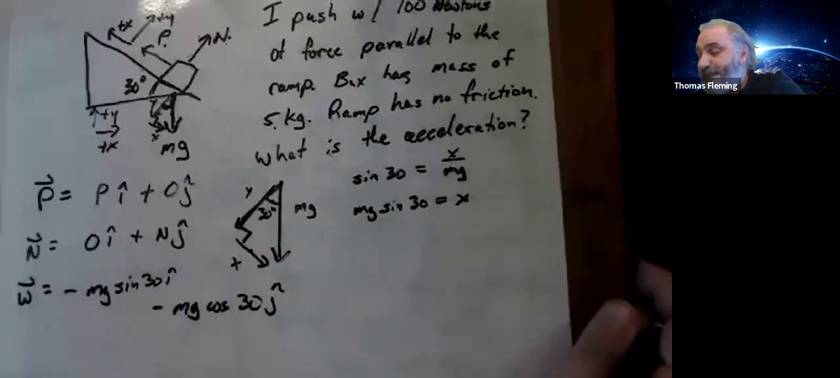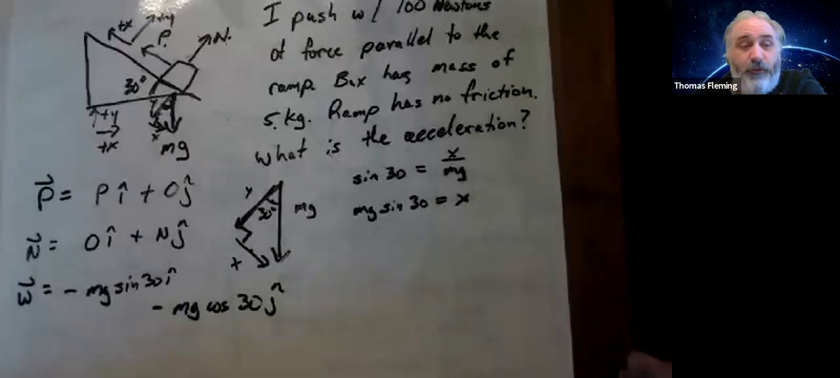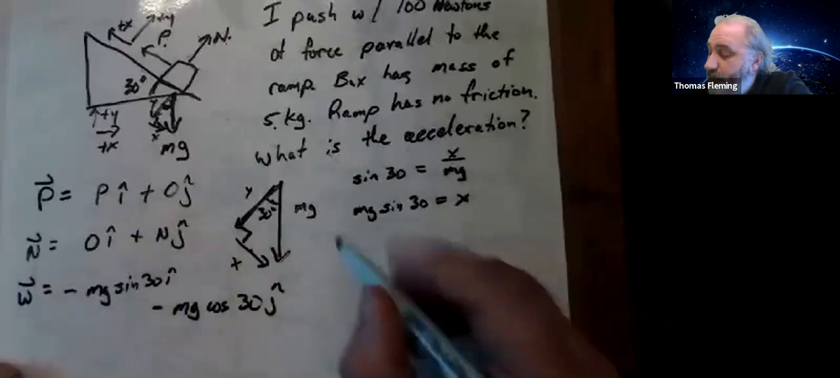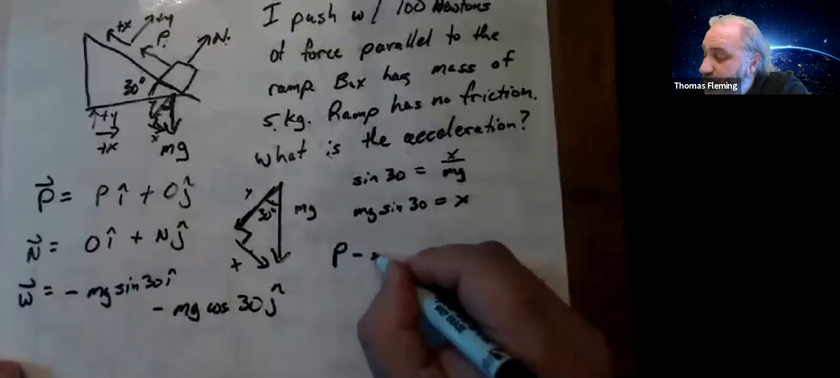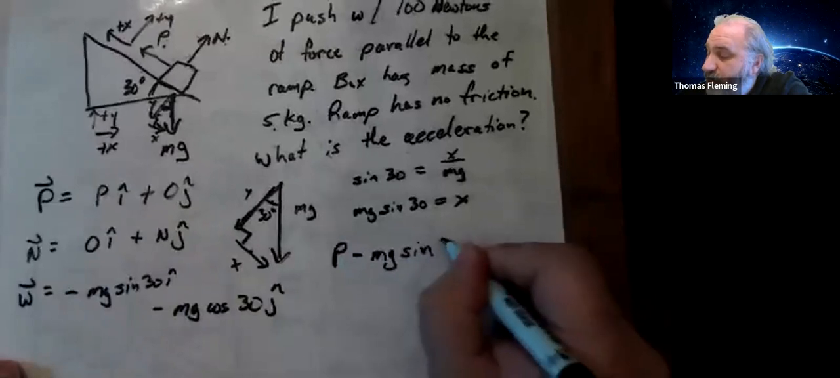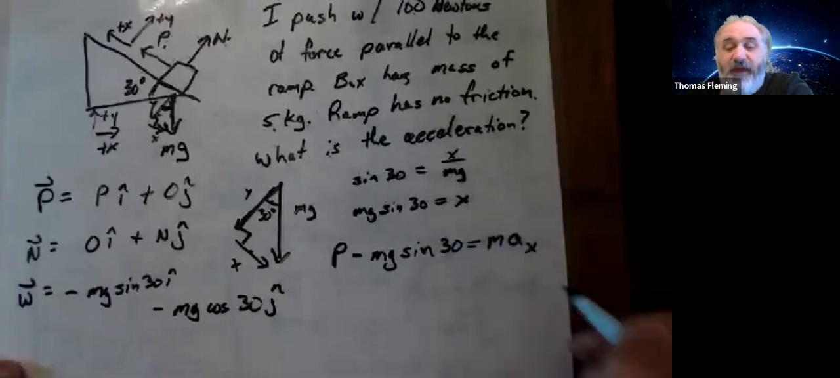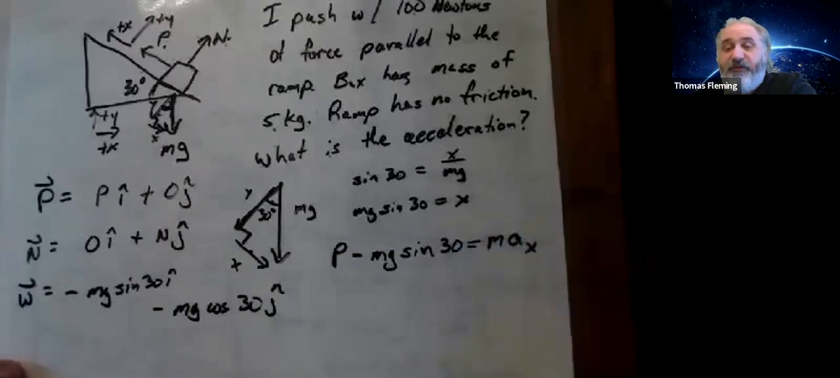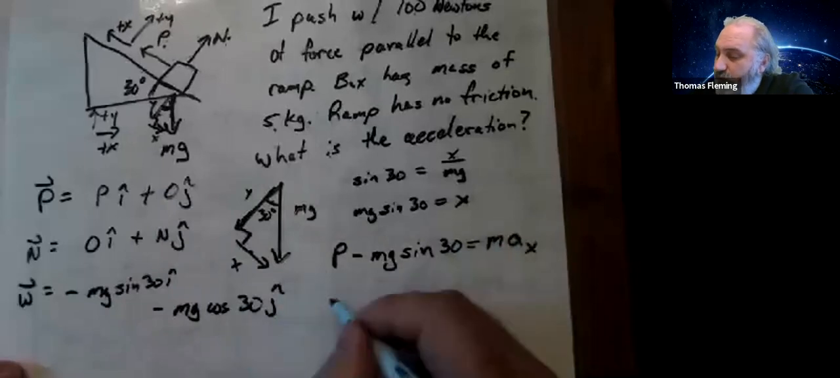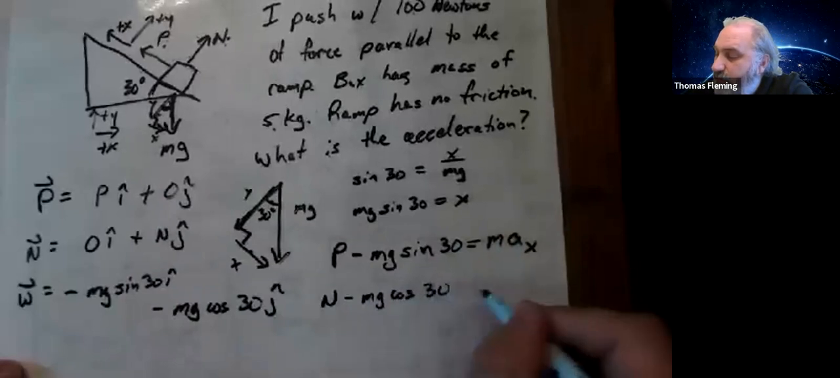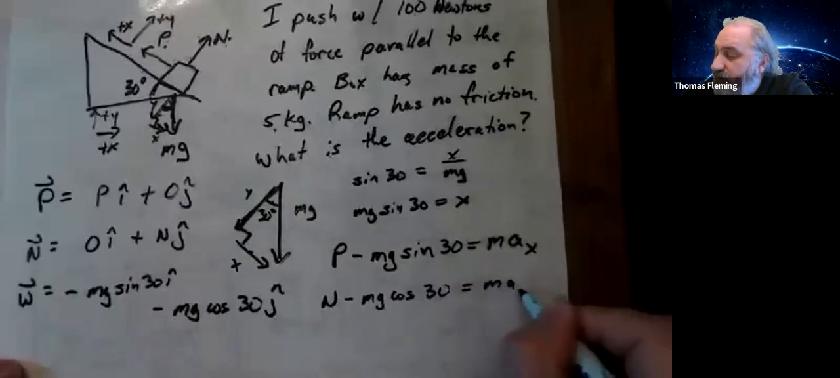Now it's all over but the crying, because I got to find my equations, which means do the sum of the forces equals ma. And in the x direction, I have the sum of the forces is this plus this plus this. So I'm going to have P minus mg sine of 30. That's going to equal m times the acceleration in the x direction. That's one equation. The second equation is going to be in the y direction, where I have this plus this plus this. So n minus mg cosine of 30 is going to equal m times the acceleration in the y direction.